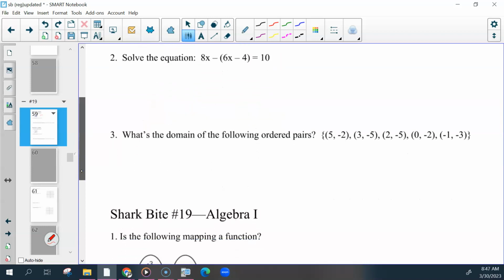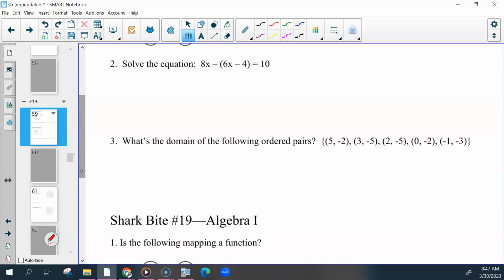So for this one, this is kind of like the domain stuff we were talking about, but because this is a bunch of ordered pairs, it's going to be a set of numbers instead of what we were doing before. So domain is going to be all of your x values listed least to greatest. So -1, 0, 2, 3, 5.